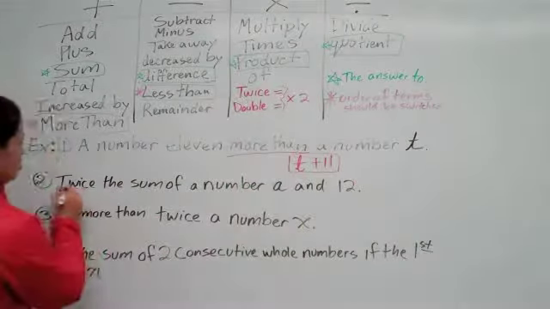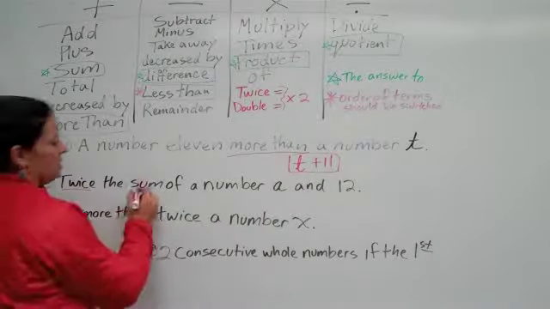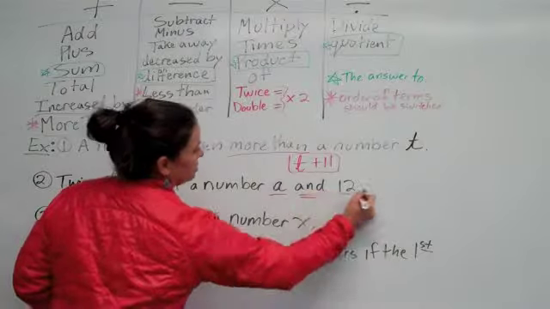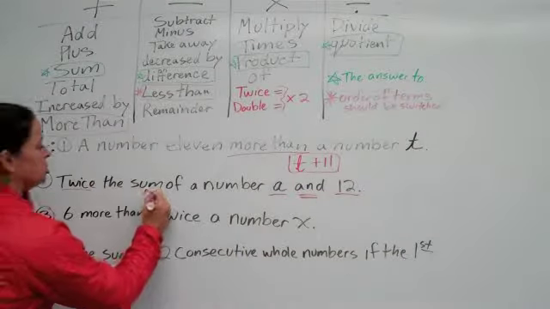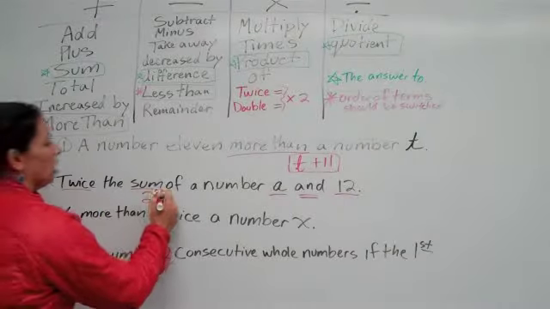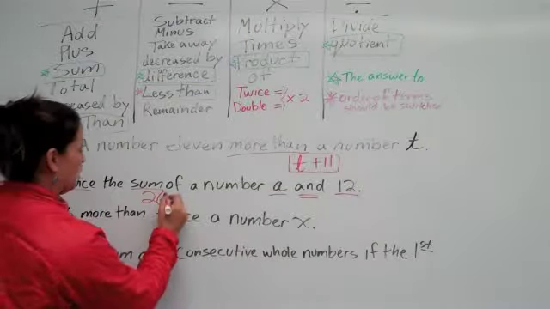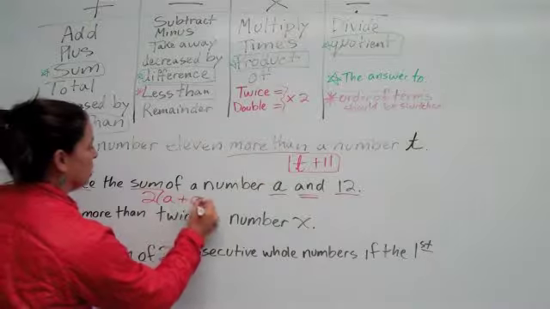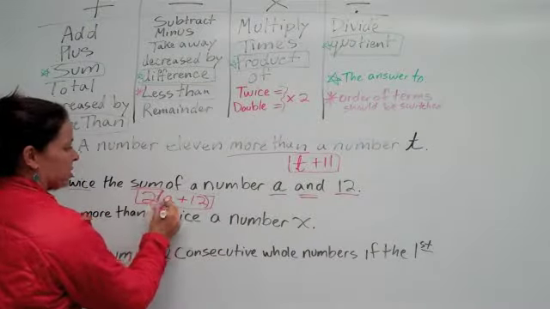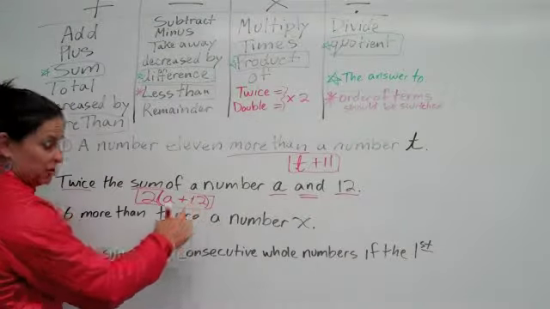So I see twice and then the sum of a number a and 12. So I am seeing 2 times the sum. Sum is the answer to the addition of a number a and 12. So you're doing 2 times a plus 12 because you're getting the answer to that first.